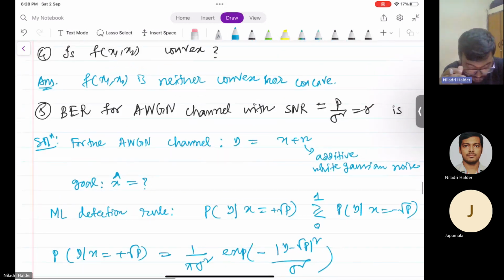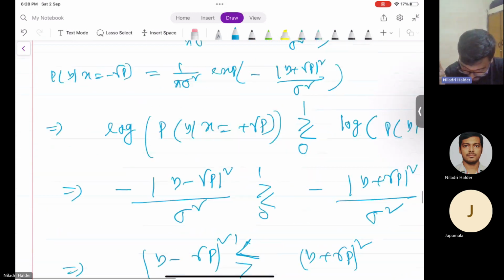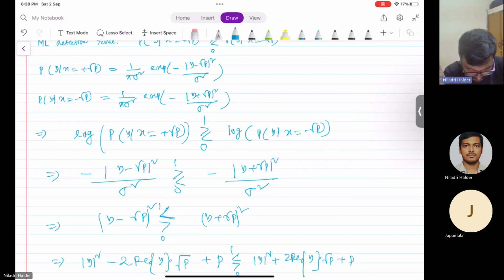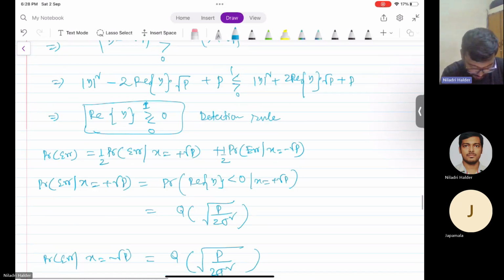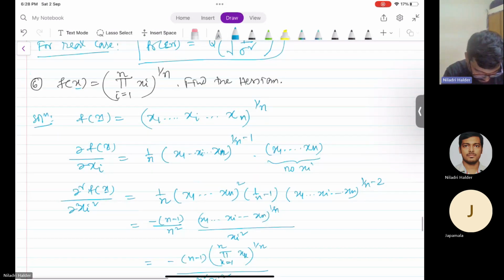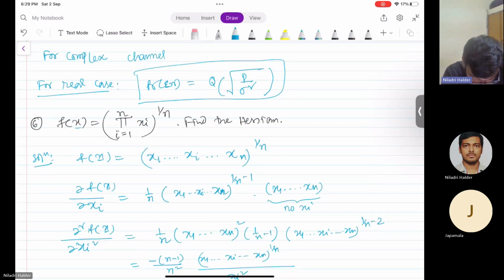Then, how to find the rate for the AWGN channel? The whole process is derived here. Actually, this is maybe not necessary, but for the sake of proper derivation, I've done it here. The next question is the geometric mean: how to find the Hessian for the geometric mean function.